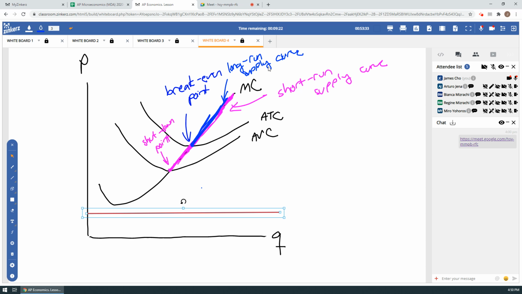So this is how we determine if it's in the long run or short run, because we know that you're only going to have profits or losses in the short run. If you ever have a situation where there's zero economic profit and zero economic losses, that's going to be the long run.